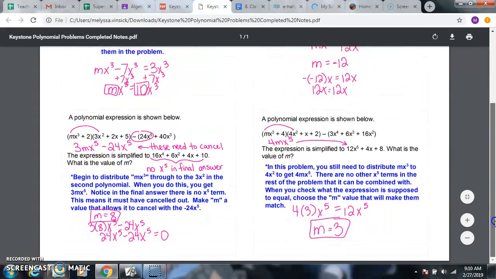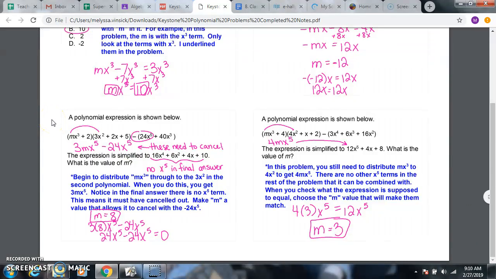All right, 2 more examples down below. These ones, again, kind of up the difficulty level a little bit because you have a little bit more initial work to do with these. So again, we have a polynomial expression that is shown. Okay? It tells us that all of this polynomial above is simplified to 16x to the 4th plus 6x squared plus 4x plus 10. So all of this has to turn into this answer. We just have to figure out how that happens.